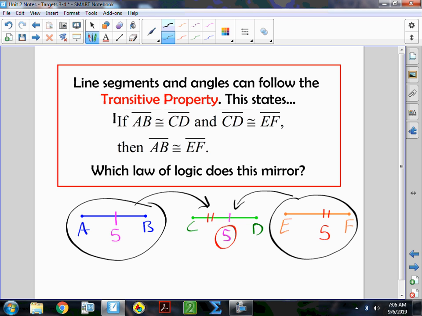Okay, if I just pick 3 people, like Jill, Abby, and Ryan, if Jill and Abby are the same age, and Ryan and Abby are the same age, then Jill and Ryan have to be the same age. Okay, if Jill and Abby are both 15, and that means Abby and Ryan are both 15, then Jill and Ryan have to be 15. So that's the transitive property.